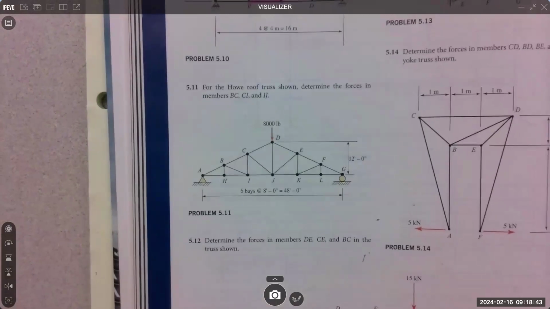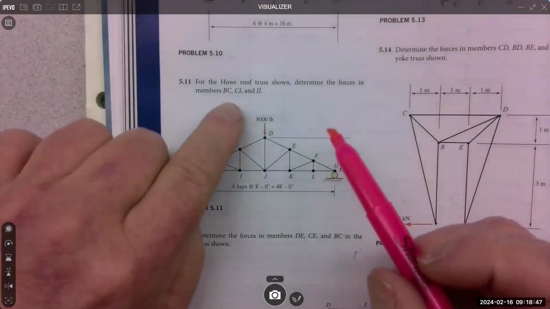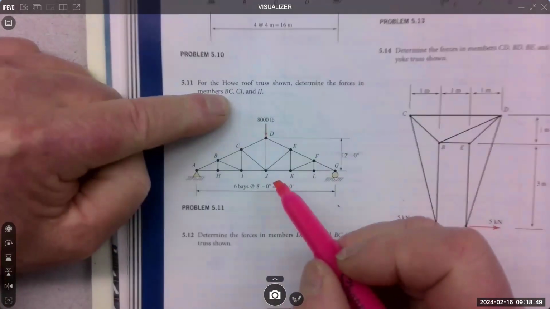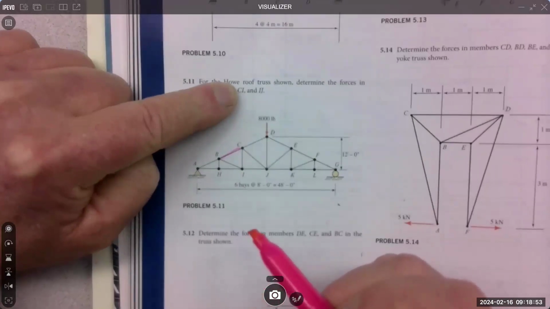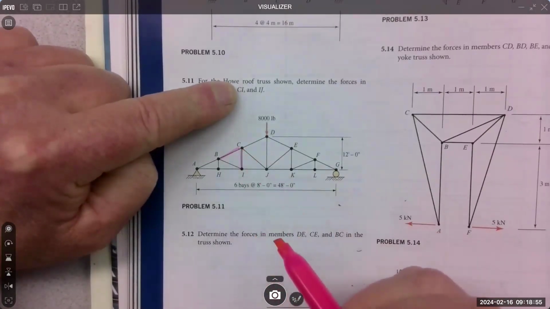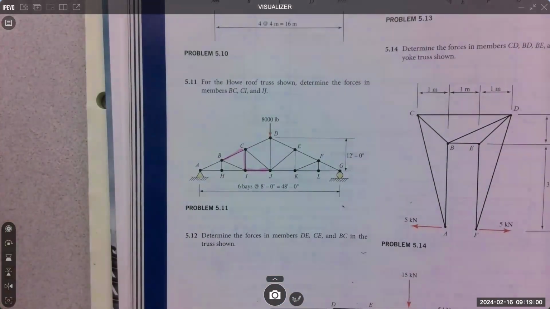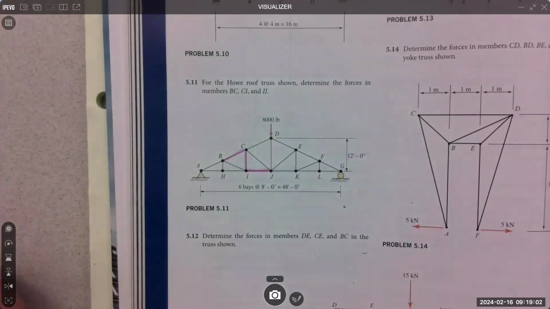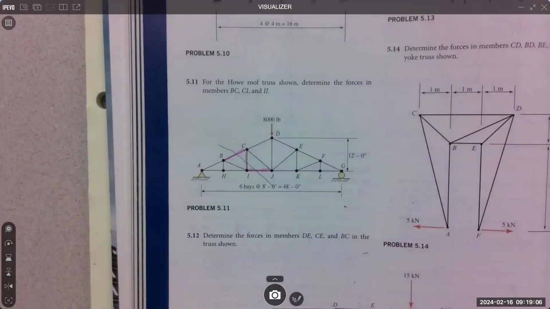And of course, I'm here another 45 minutes if you want to start on them. BC, where's BC? BC is right there. CI and IJ. Can you cut through those? Yeah, so they give you three good ones there, where your cut can go straight through them.